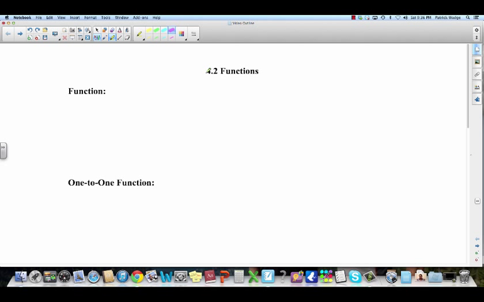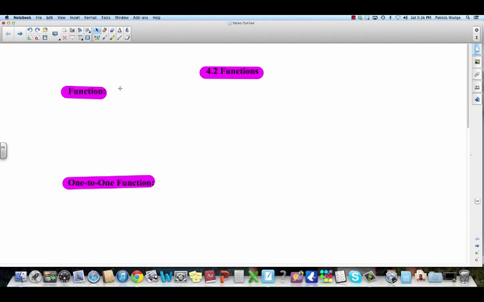Section 4.2 is on functions. And this should be a quick video because basically there's really only two things we need to talk about. We need to understand what a function is, and we need to understand what a one-to-one function is. So, what's a function? A function is a special type of relation.